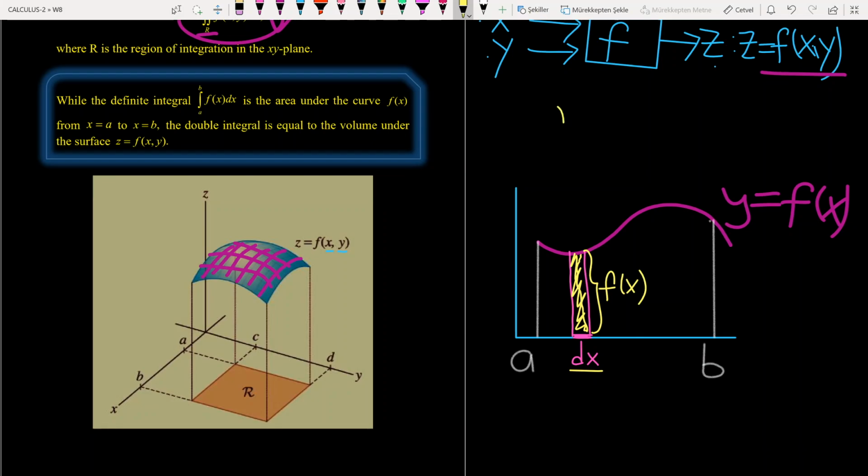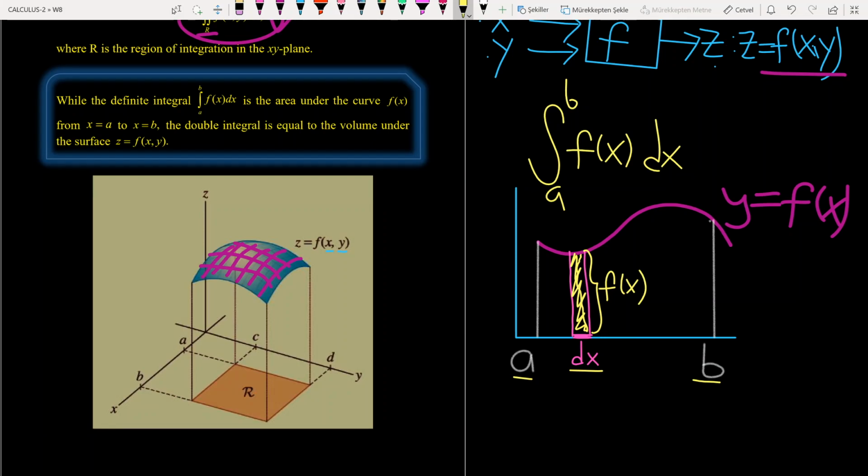Adding all these areas, you will get the area under this curve from a to b. It was the idea of integral for the function of one variable. What about the idea of double integral? Instead of finding the area under a curve, we find the volume under a surface.